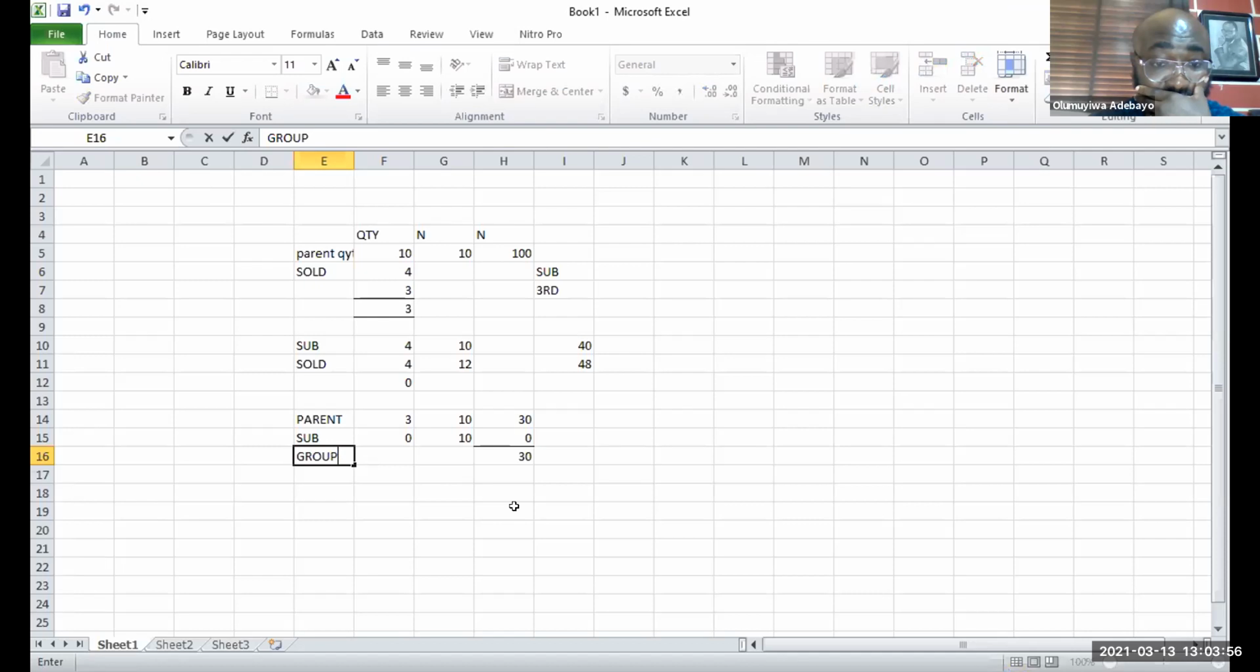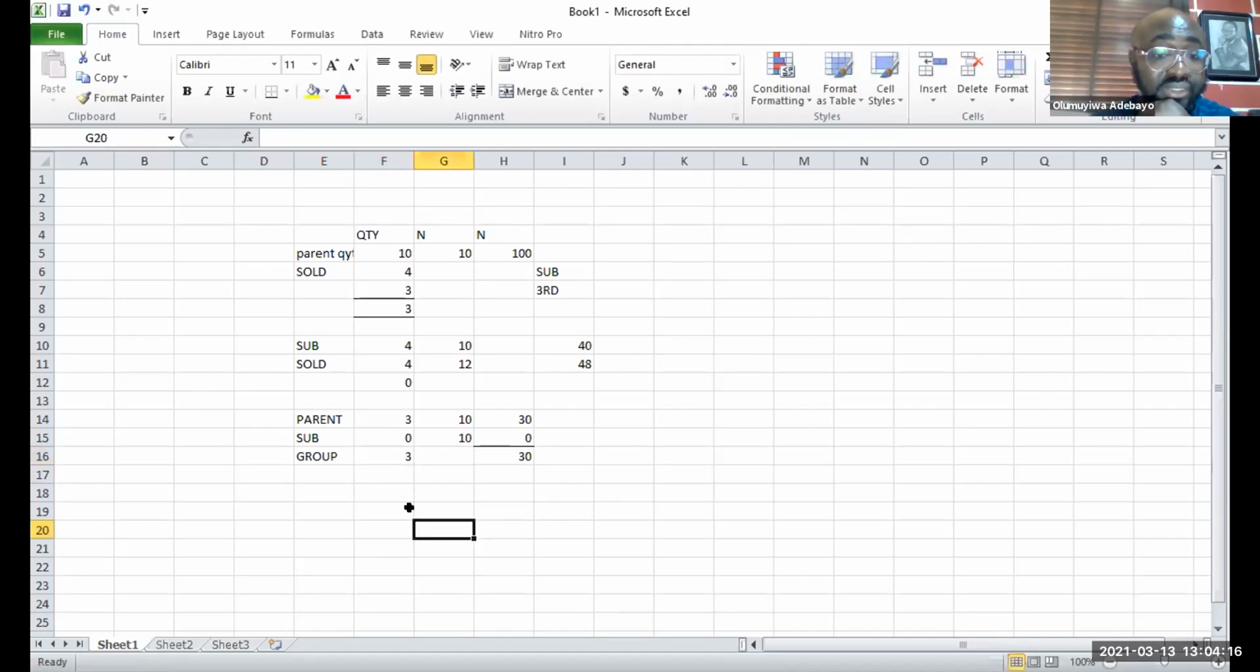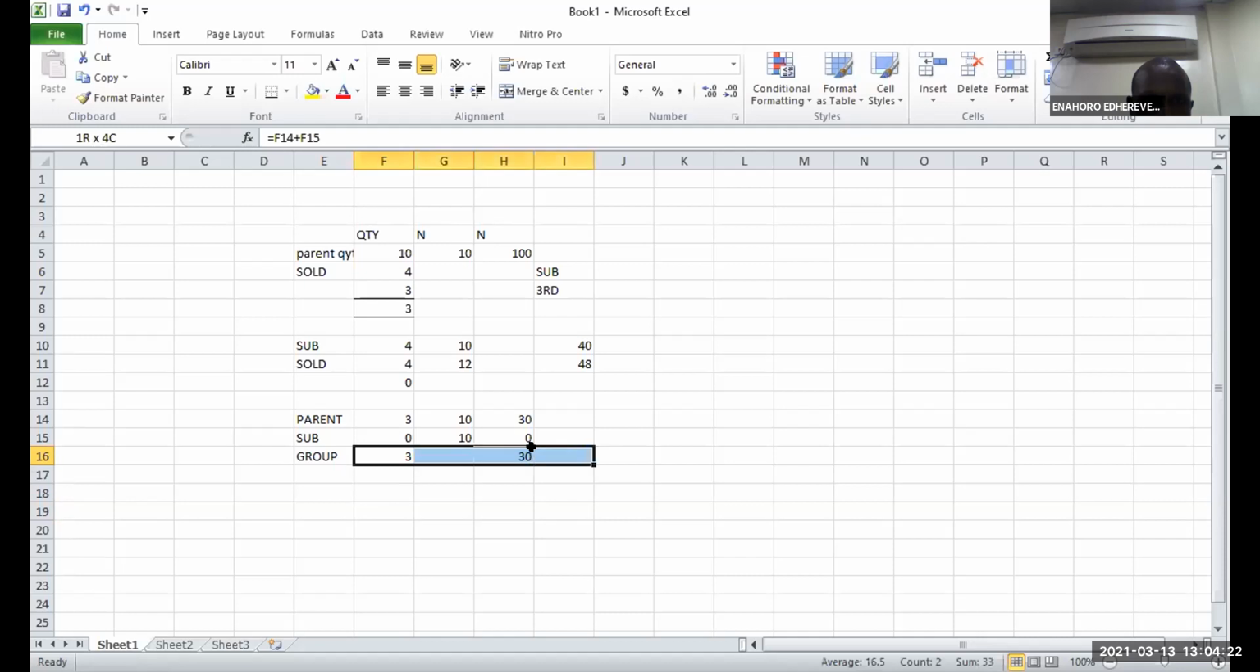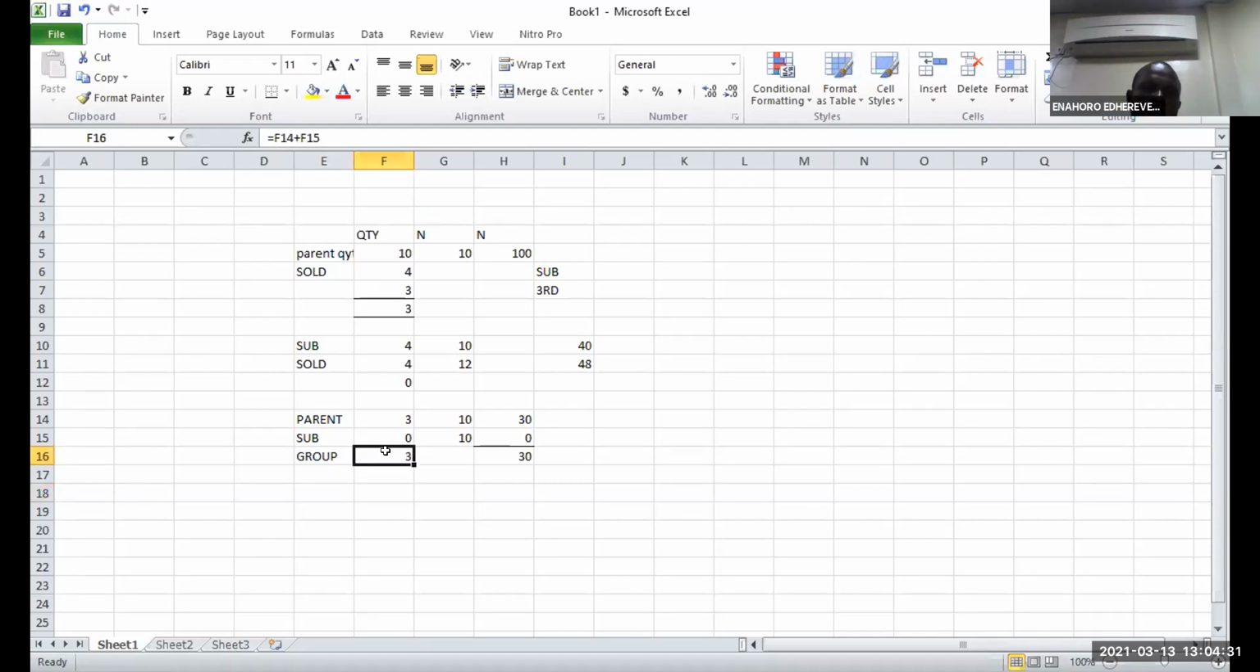Okay, can you sum the quantity of the group also, 3 and 0, the same way you sum 30 and 0? Yes, sum it up. Can you put equals to so that I can know what you are summing? Put the sign so that we know what you have summed, like the way you did the one of cell F8, that you put the straight line.